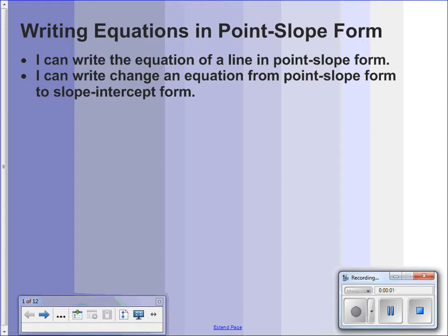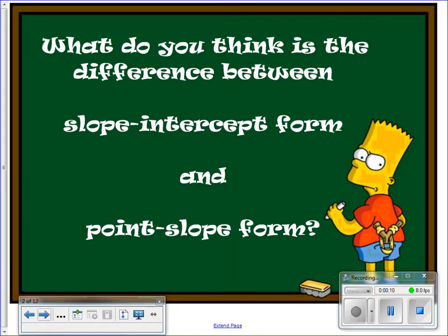In this lesson, we'll be writing equations in point slope form. At the end of the lesson, you'll be able to write the equation and change it from point slope to slope-intercept form. So what do you think the difference is between slope-intercept form and point slope? Well, slope-intercept needs the slope and the y-intercept. Point slope needs a point and the slope.